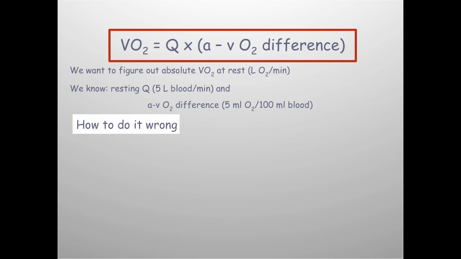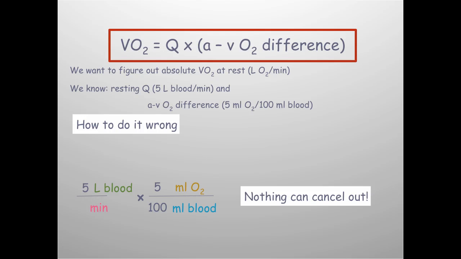I'm going to start off with how to do it wrong. Some of us might automatically go, let's just multiply the cardiac output times VO2 difference and hopefully we'll get a VO2 value. But I'm going to show you how you can potentially make a bit of a whoopsies by doing it this way. If I took 5 liters of blood per minute and multiplied it by 5 mils of oxygen per 100 mils of blood, there's absolutely nothing here that can cancel. So in terms of units canceling out, this will not work. I would end up with 25 liters of blood, mils of oxygen per minute, 100 mils, whatever.